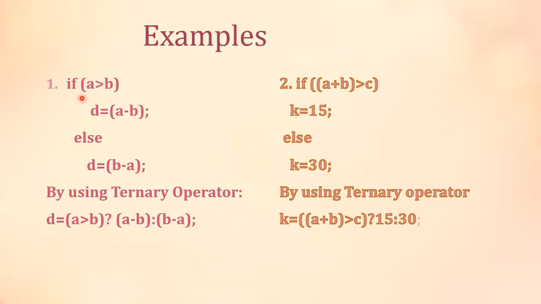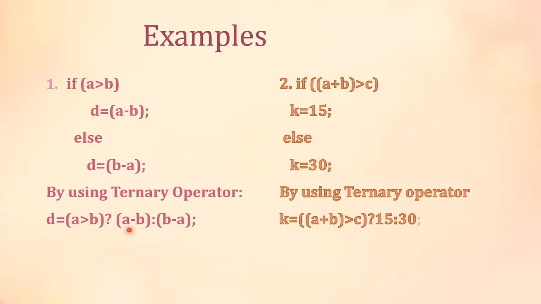Okay. The same if statement, how can we write it using the ternary operator? First we have to write the variable here. This is the final variable. D is equal to, we have to write the test expression here. What is our test expression here? A greater than B. Then immediately you have to write the question mark. This is the ternary operator symbol.